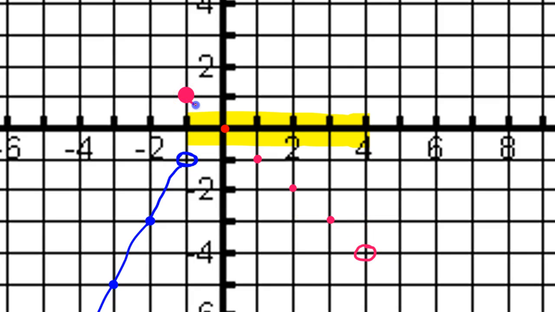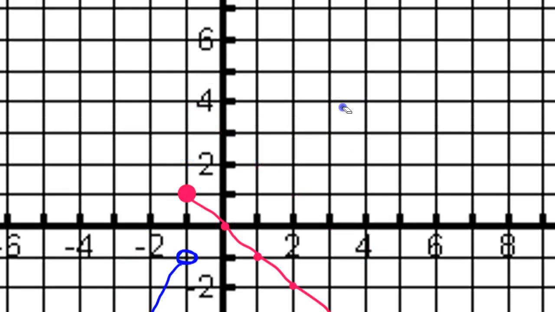Okay, and I will go ahead and connect these up to show the pink part of the function. So there you go. I've got my blue function when the x values are less than negative 1. I have the pink function from negative 1 to 4. And what's left? All right, so I'm done with this.